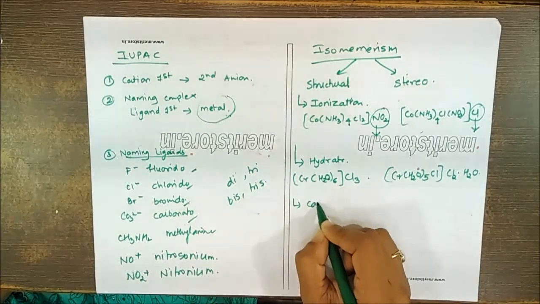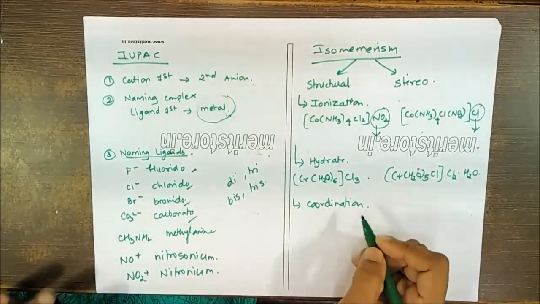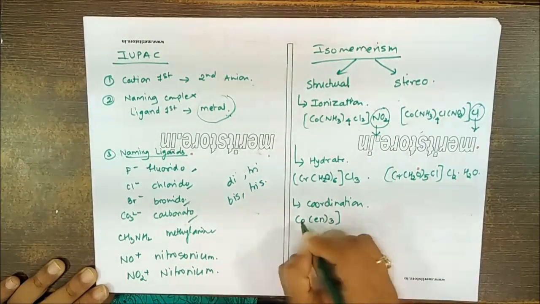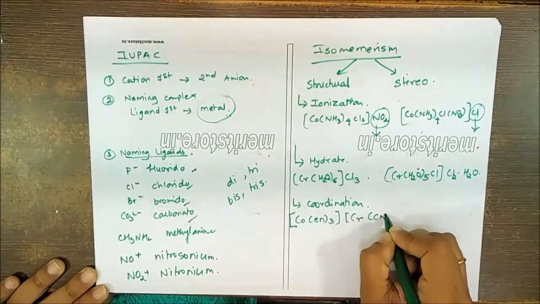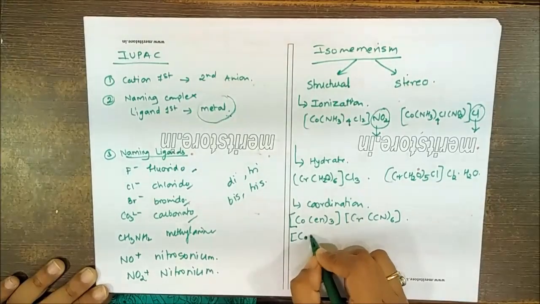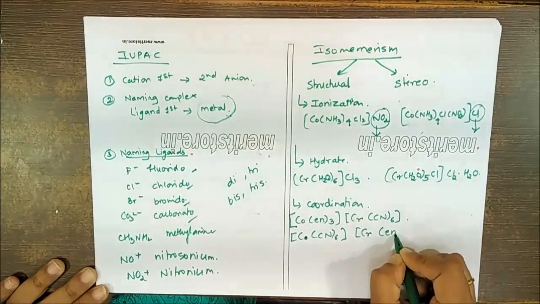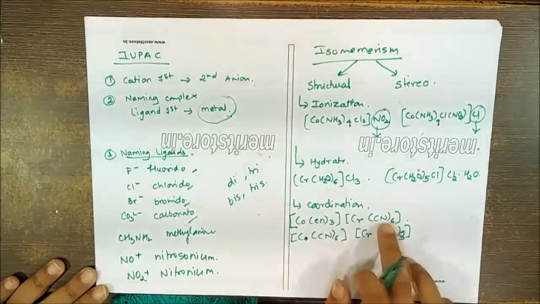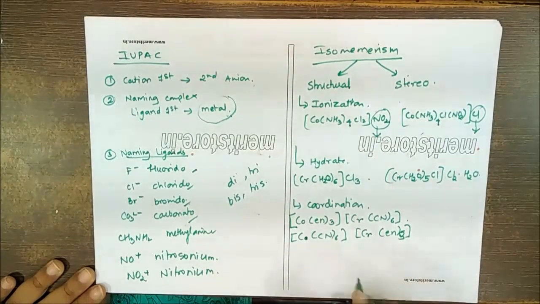We can also divide them as coordination isomerism. What is this coordination? Let's say cobalt is forming the coordination sphere with ethylenediamine, and chromium is forming it with cyanide. It can be reversed also, like cobalt forming the coordination sphere with cyanide and chromium forming it with en. Now here the two metals have exchanged their coordination spheres, so we call them coordination isomers of each other.